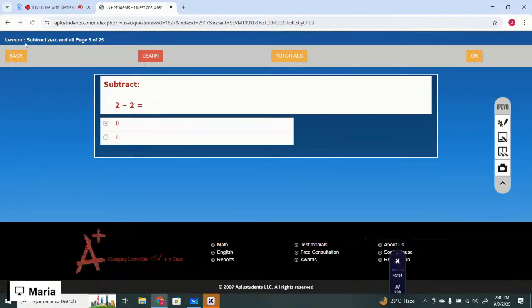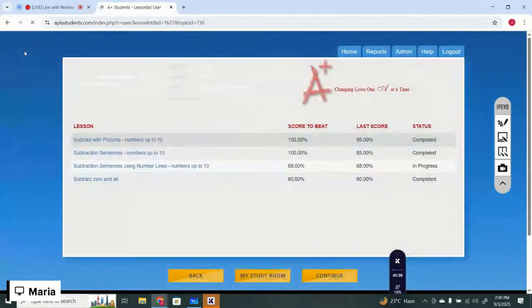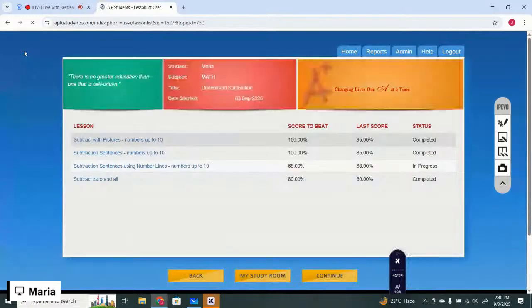Okay, you can complete the lesson by yourself later today. So we were working on grade 1 math. We were working on understanding subtraction. The lessons we have covered today are subtract with pictures, subtraction sentences numbers up to 10, subtraction sentences using number lines, numbers up to 10, and subtract 0 and all.